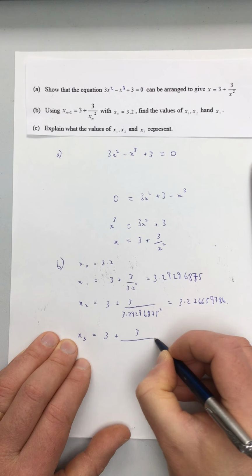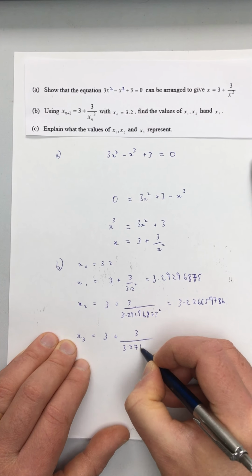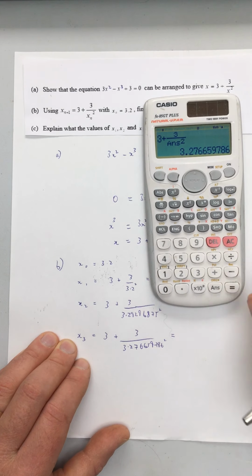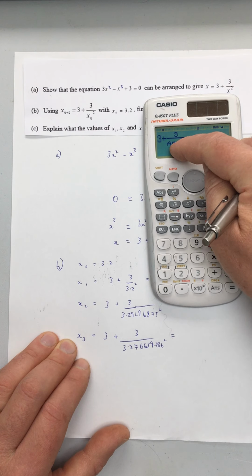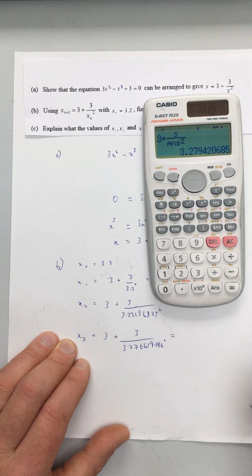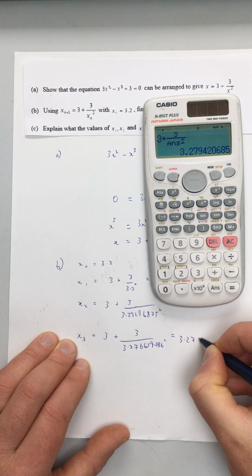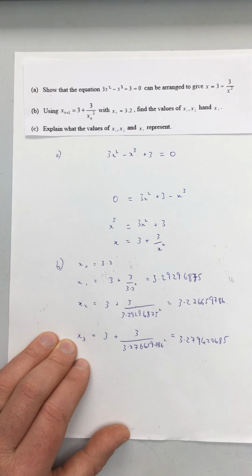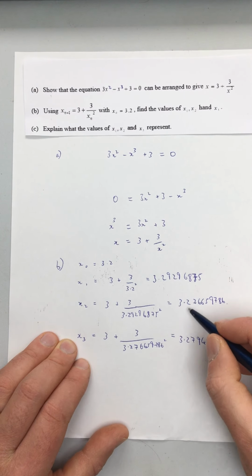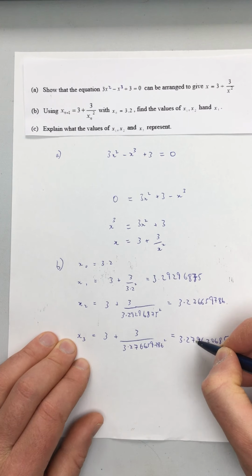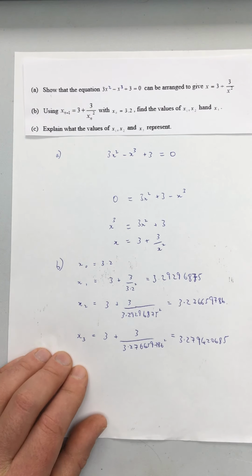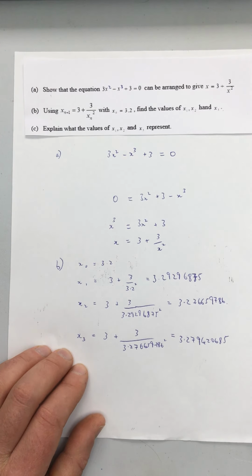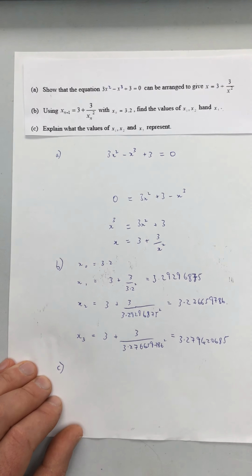So 3 plus 3 over this figure all squared, 3.2766599786 all squared. I'm just going to press equals again because it's already got that answer in, so it will use that figure, which is again 3.279420685. So you can see it's homing in on somewhere around 3.27. It's getting bigger, so it might go up to 3.28 possibly. But for the purposes of this question, I don't need to know because it just asked me to work out x1, x2, and x3. So we're done.